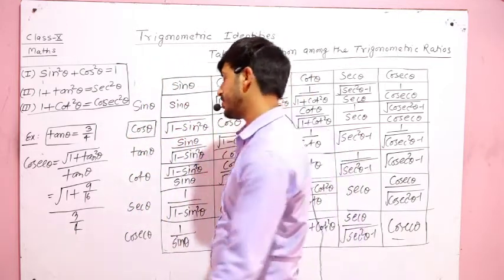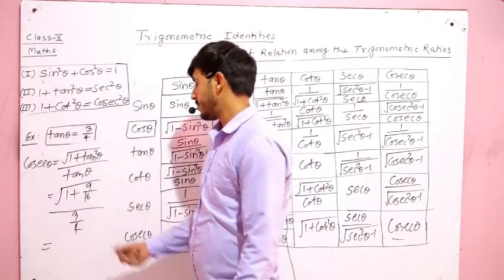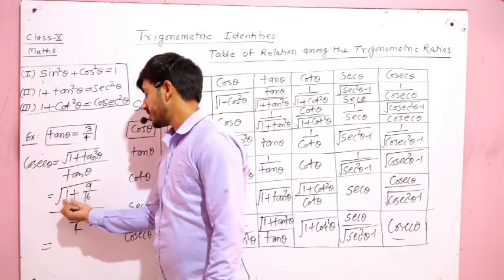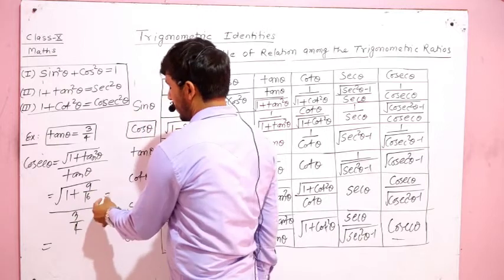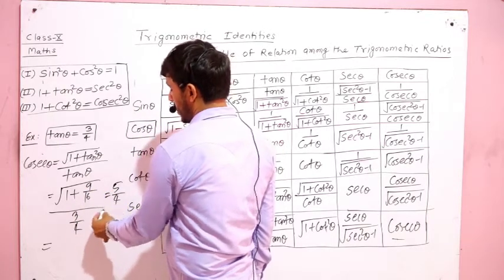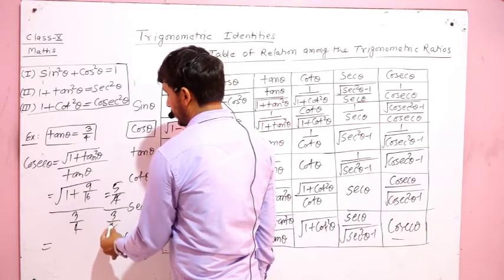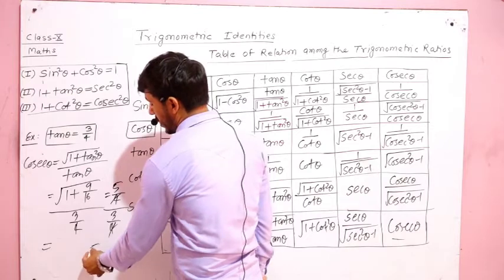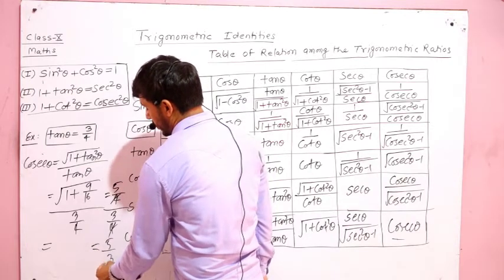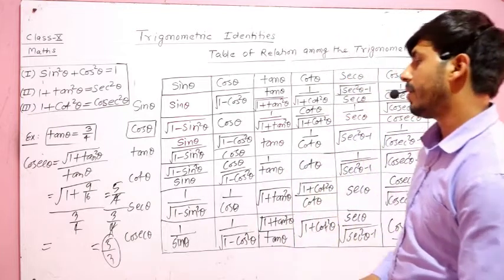Again, here we have to take the LCM, which is 16, and 16 plus 9 is 25. The under root of 25 is 5, divided by 4, and that is divided by 3 by 4. As you can see, 4 is cancelled by this 4, that's why we have 5 upon 3. That is the value of cosec theta in terms of tan theta.